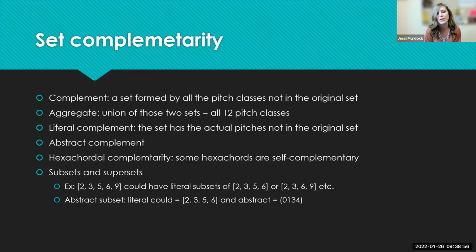A literal subset would be like what I just said, like 2, 3, 5, 6, where I took those exact pitches. But the abstract subset would be if I took the prime form of the set. If I took 2, 3, 5, 6 and figured out the prime form, think of subtracting 2 from everything, or counting up from pitch 2, which is D. That would give you 0, 1, 3, 4. So that's its abstract subset. The superset is just the original set. In this case, the superset was that original of 5.